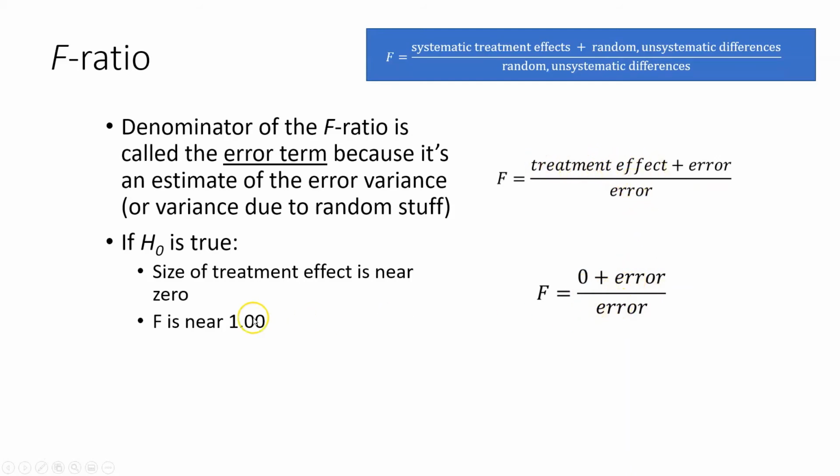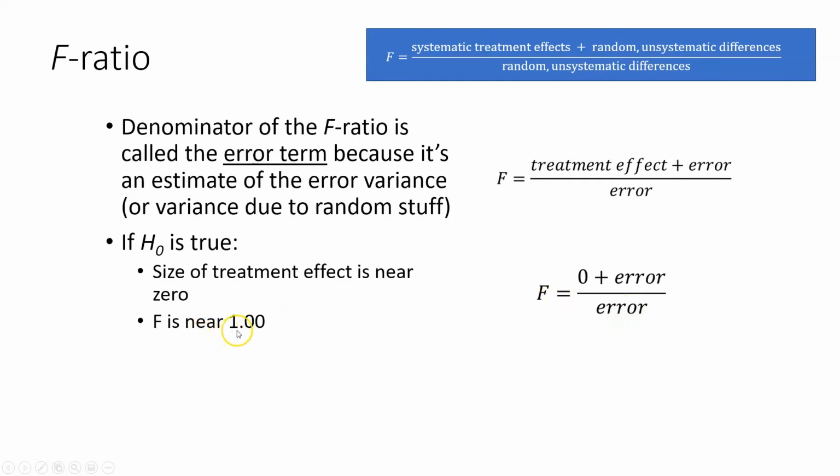Error over error is near 1, because let's imagine what error values we could have here. If the degree of error in this experiment were 3, and we put it here and we divide it by 3, 3 over 3 is 1. If it was 10 over 10, it'd be 1. 8 over 8, 1. Whatever the degree of error is, over itself, it should be about 1.